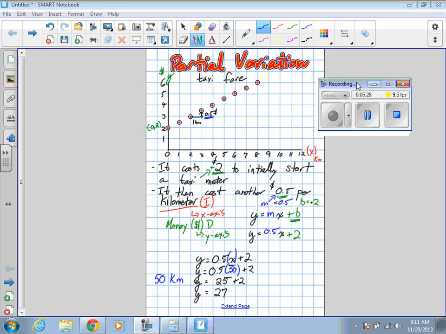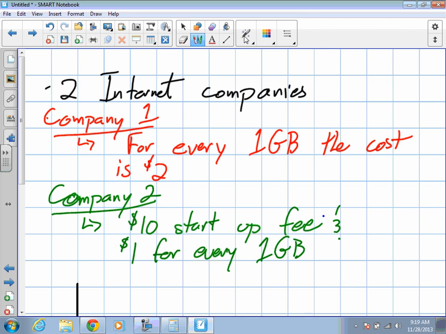Hello, welcome back. Okay, so we have two internet companies we're going to compare. And we're going to compare these two, and each of them will be essentially a different equation. And what we're going to find out is one will be direct variation, another will be partial variation. So we're going to look at the two. Company 1 has a price for every 1 gigabit of data used. The cost is $2. Okay?